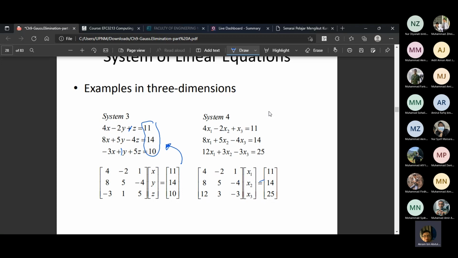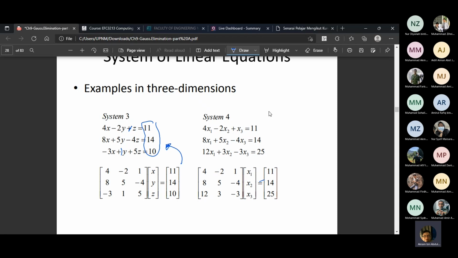Okay. Sama juga dengan system number 4. In this equation, it uses x1, x2, x3 instead of x, y, and z. Benda yang sama je. Pastikan susunan dia x1, x2, x3. And then kita ambil dia punya apa yang dikalikan ni. Faktor dia ni 4, negative 2, 1, 8, 5, negative 4, 12, 3, negative 3. So darab dengan matrix x1, x2, x3 equal to 11, 14, 25.